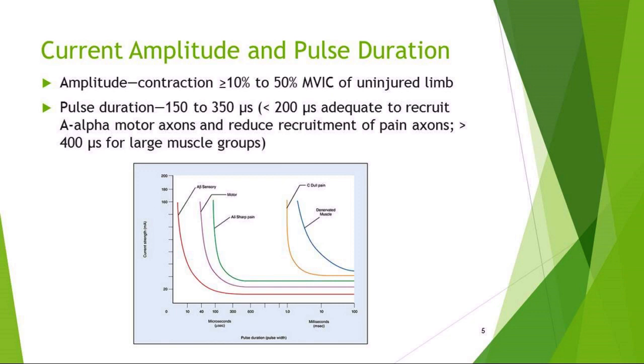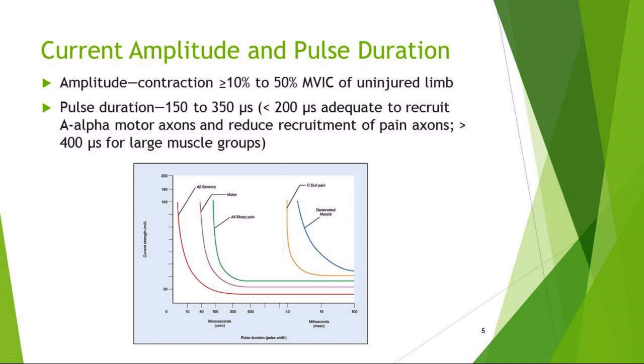The pulse duration is going to be in that mid-range, that 150 to 350 microseconds. At least 200 microseconds to recruit A alpha motor neurons and reduce recruitment of pain axons. So greater than 400 microseconds might be needed for large muscle groups. We are going to experiment with this in the lab as well. We're going to change our parameters and see at which point we are getting the muscle contraction that we desire.